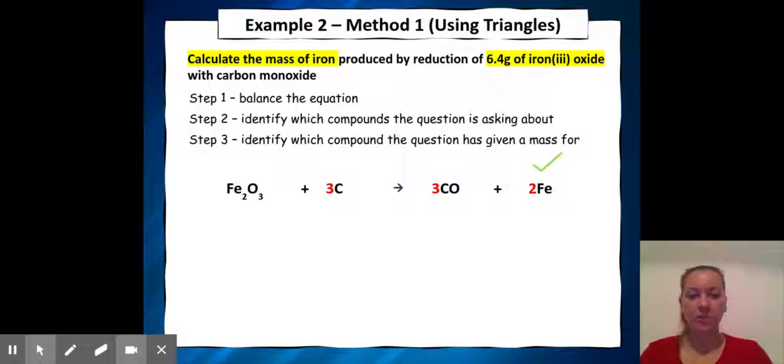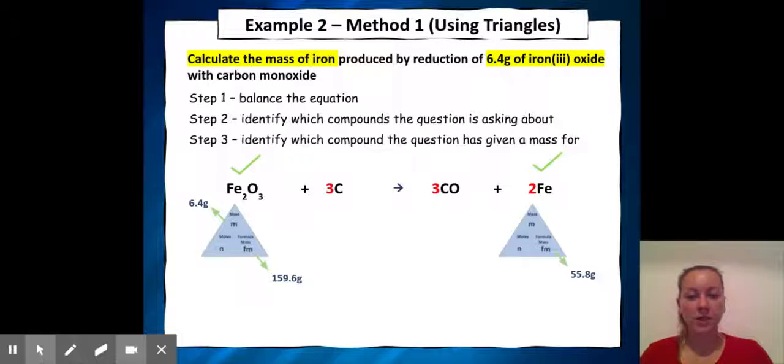Let's tick our compounds that we're looking for. So iron, we're asked to calculate the mass of iron, and we are given the mass of iron 3 oxide. So those are the 2 things that we are interested in. Our triangles, let's fill them in. We have 6.4 grams, that's our mass of iron 3 oxide, and our formula mass we can calculate as 159.6. On the other side, we have just Fe, which is iron. The formula mass for iron is 55.8.